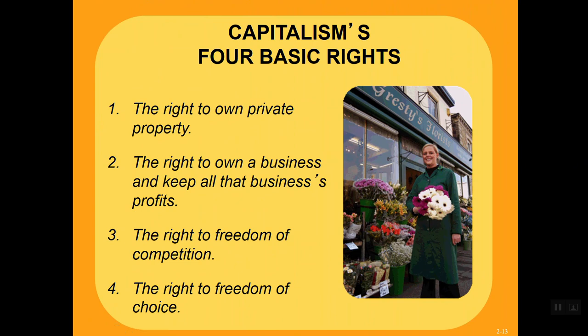In a capitalist economy, individuals have 4 basic rights: the right to own private property, the right to own a business and keep all of that business's profits, the right to freedom of competition, and the right to freedom of choice. Capitalism is founded on competition.